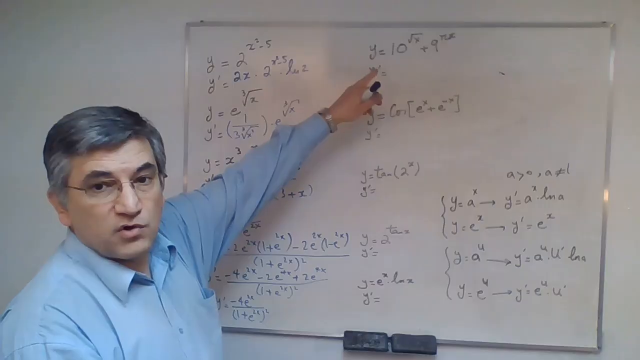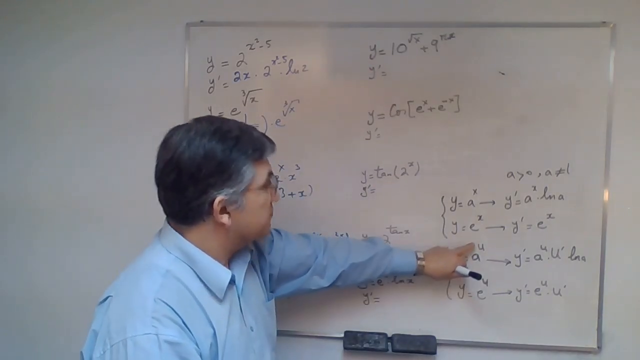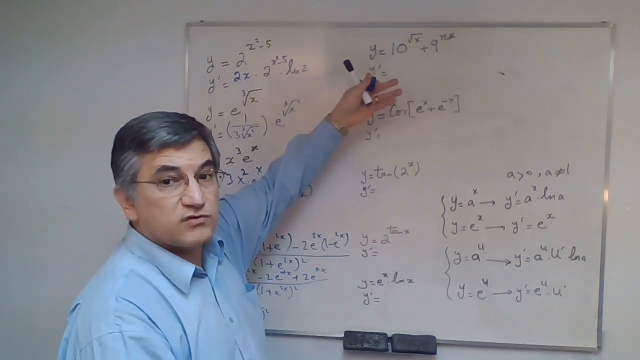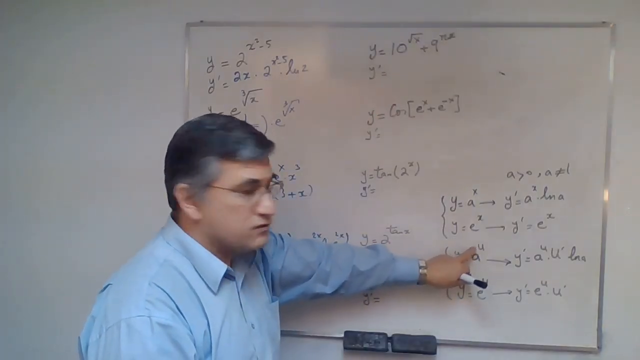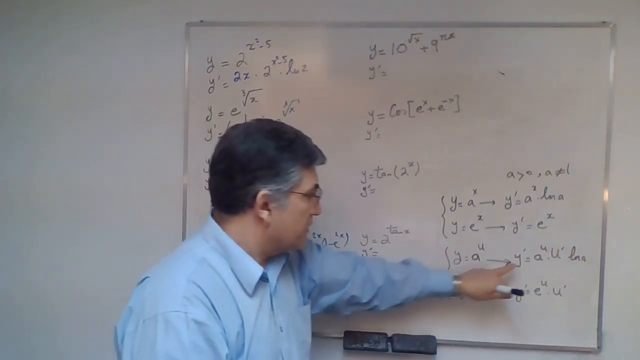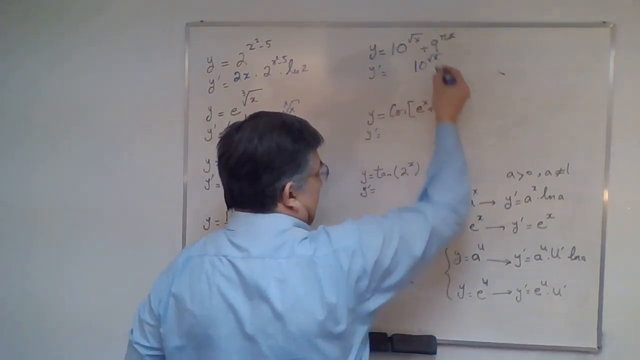We have 10 to the exponent of square root of x in the next example. That reminds me of a to the exponent of u, because the exponent is a square root function. So that plays the role of u. I'm going to apply this formula. These formulas are becoming very, very handy. So a to the u is itself. It's going to be 10 to the exponent of root x.